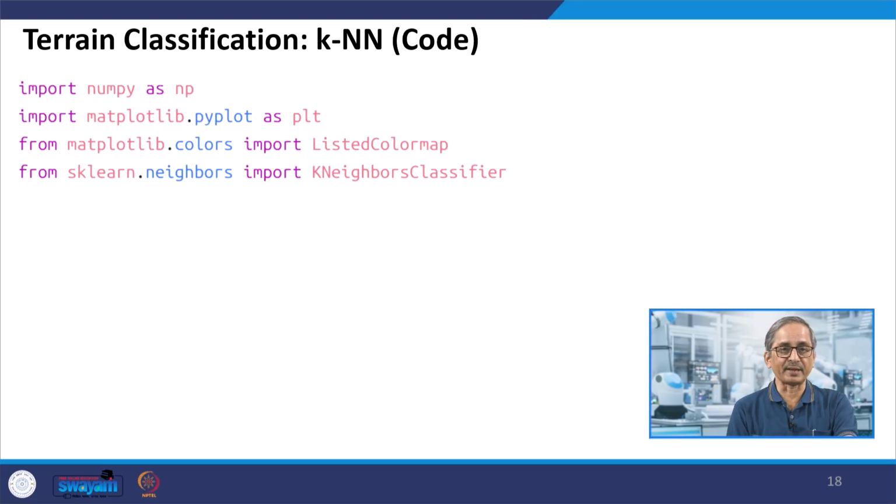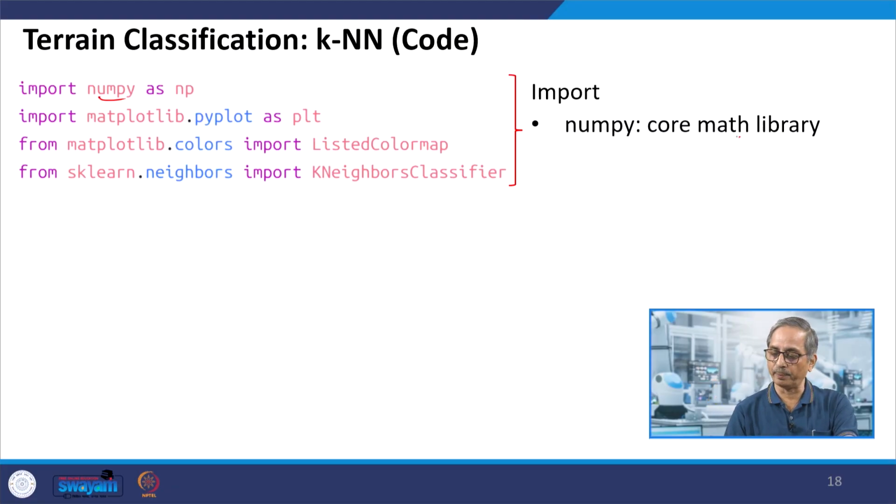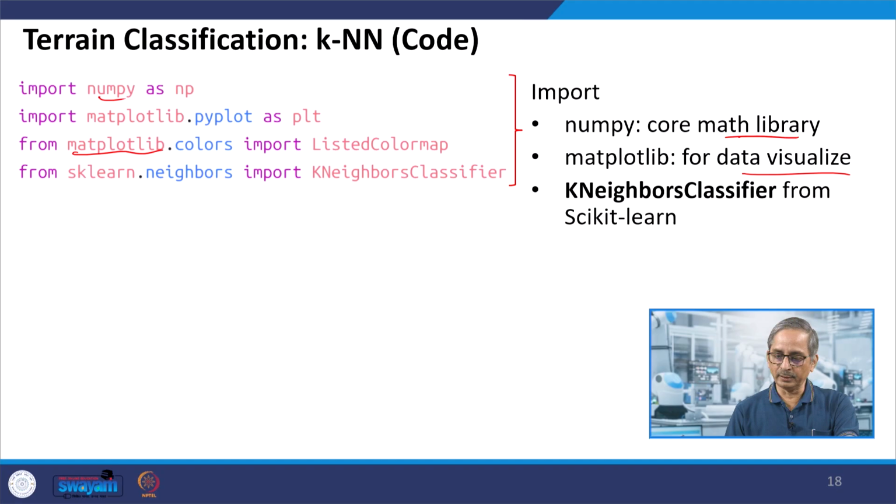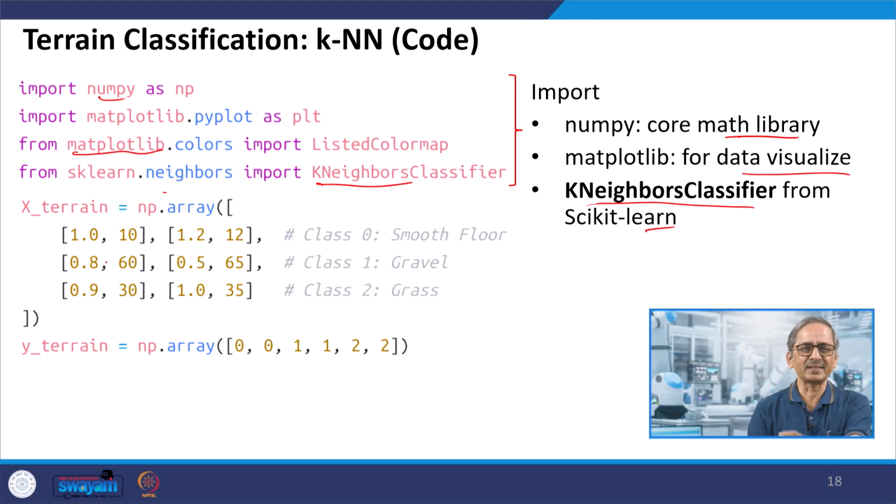Here the sample code is written. We import numpy, that is the core math library, then we import matplotlib for plotting purposes, that is data visualization, and from sklearn we use the KNeighborsClassifier. And this is some synthetic data which we have generated. Say for the smooth floor, this is velocity and this is the vibration data.